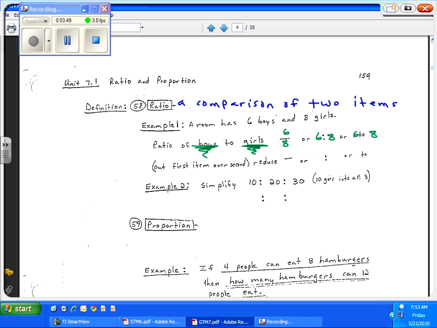We also said that you cannot have a decimal in a ratio. A ratio has to be whole number to whole number. So if there were decimals, we would have to shift our decimal to fix that. And all ratios must be reduced by dividing each member of the ratio by the greatest common factor. So if you were to divide both the 6 and the 8 by 2, you would get 3/4. And so the ratio of boys to girls in simplest form is 3 to 4.